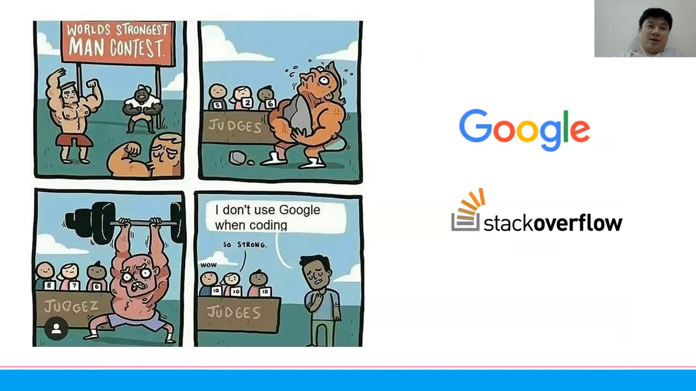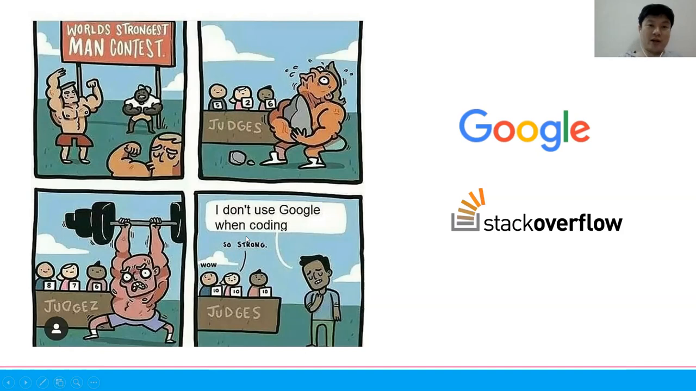Okay, the world's strongest man contest. Okay, you can see in the left figure. This is about the contest, and the judges give good scores 5, 2, and 6 for this man because he can lift very huge rocks. Okay, what about this? This guy can lift a very heavy weight, and the judges gave 8, 7, and 6. What about him? Oh, he's very, very strong. Why? The judges give 10, 10, and 10.